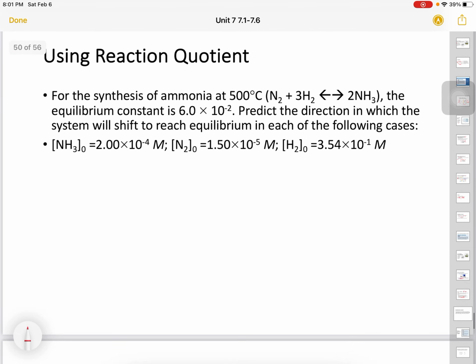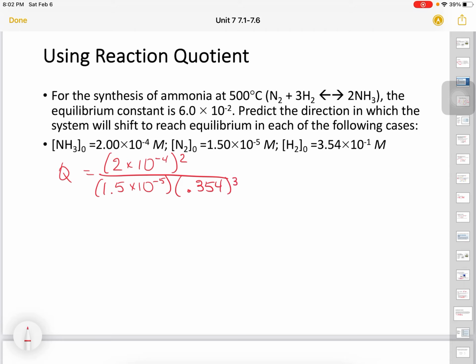Okay, second example, same reaction, right? We're just doing the math again. So the same Q expression. The setup for this would be the ammonia, 2 times 10 to the negative 4th, squared. And we have for the nitrogen 1.5 times 10 to the negative 5th, and that's to the first power. And then we have 0.354, and that would be cubed.